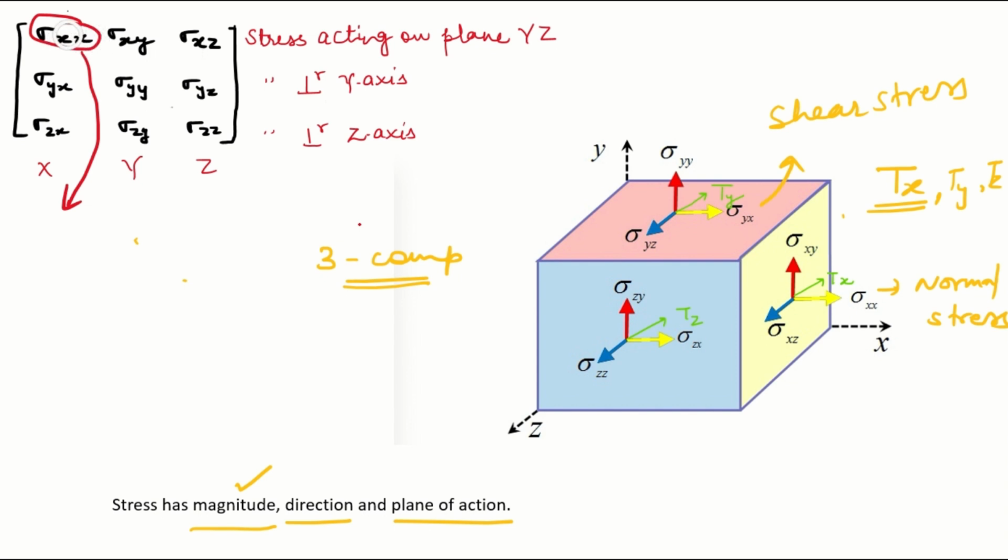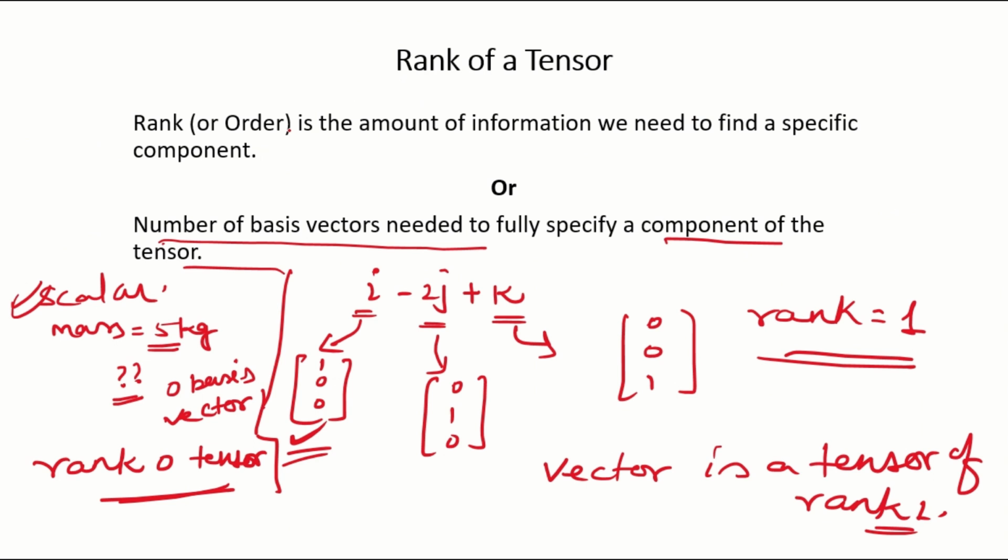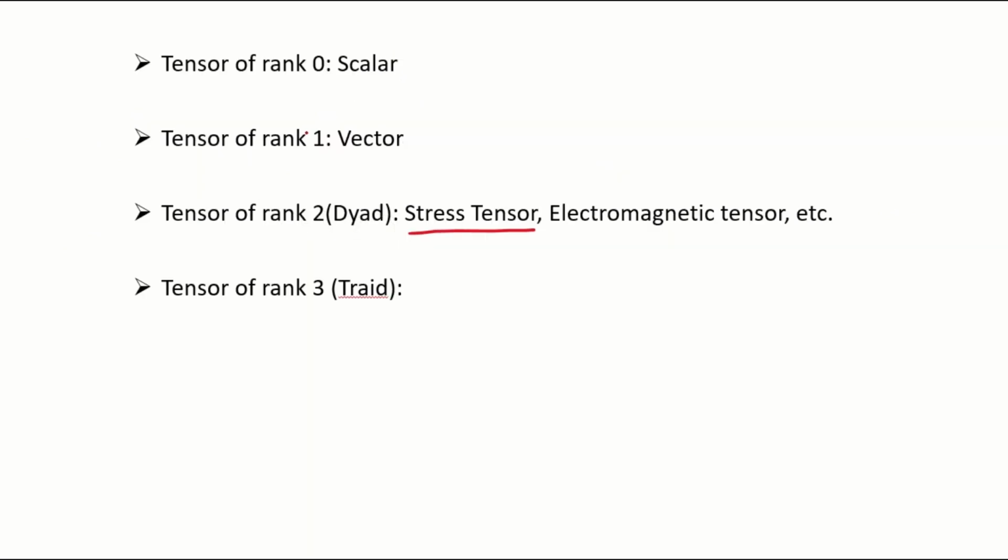The first is along the area and the second one is along the axis. So two pieces of information, or two basis vectors, you need. Okay, so for each component of the stress tensor, how many do you need? Two basis vectors we need. So the stress tensor is a tensor of rank 2. The electromagnetic tensor we will see in a further slide.